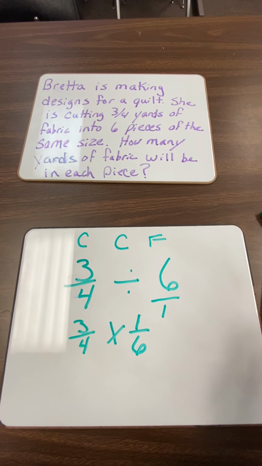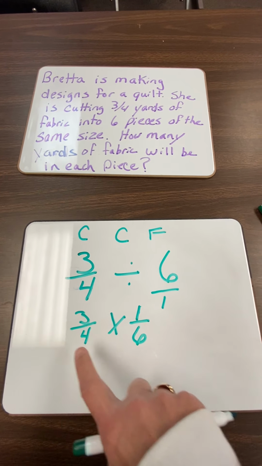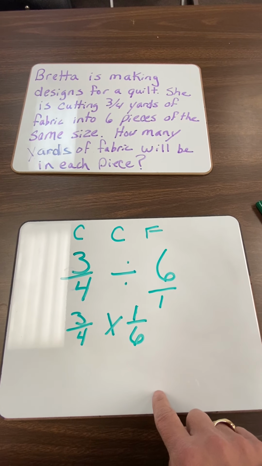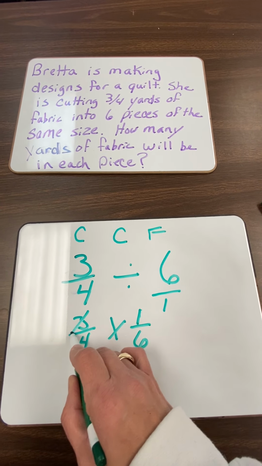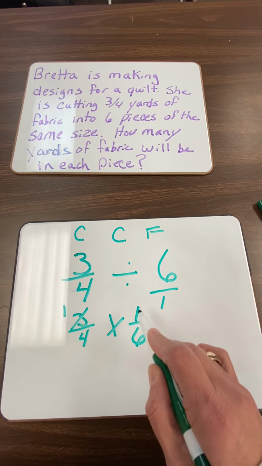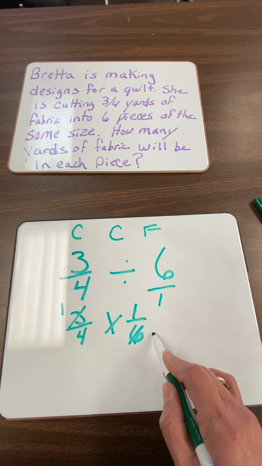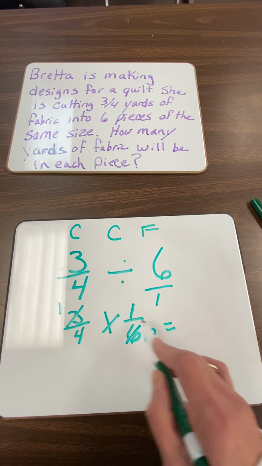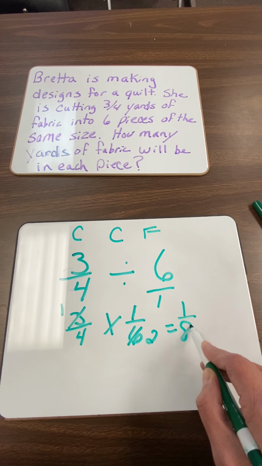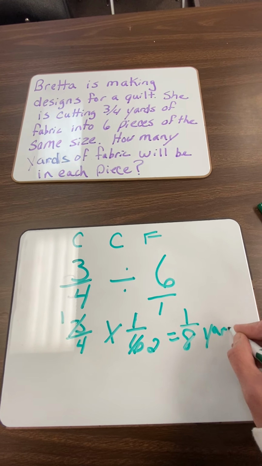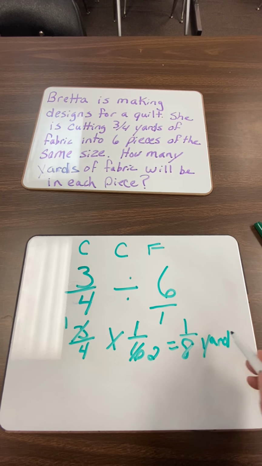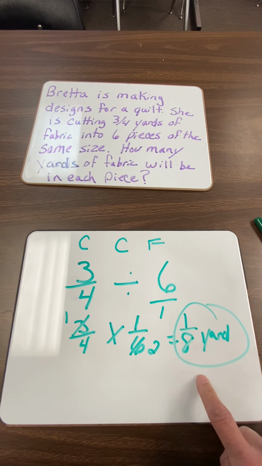Okay? So then, is there anything that can cancel out within this problem? You got 3 goes into 3 one time. 3 goes into 6 2 times. So 1 times 1 is 1. And 4 times 2 is 8. So 1/8 of a yard is what each piece of fabric's going to be.